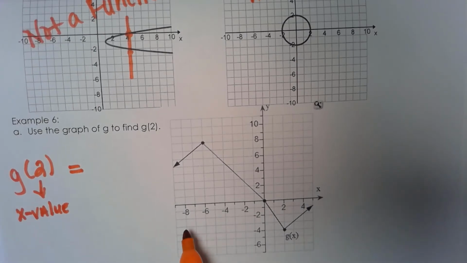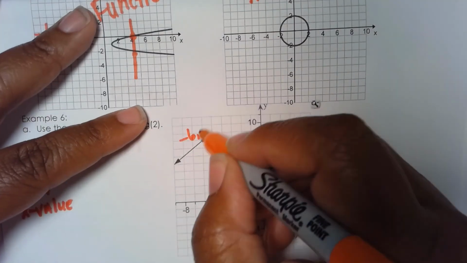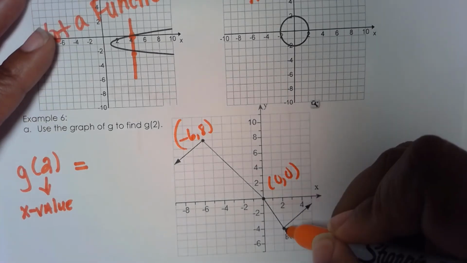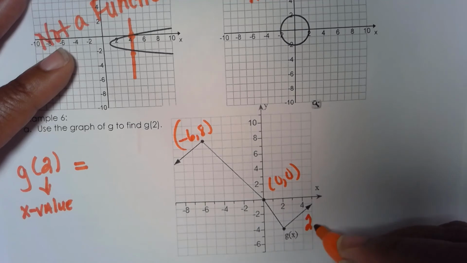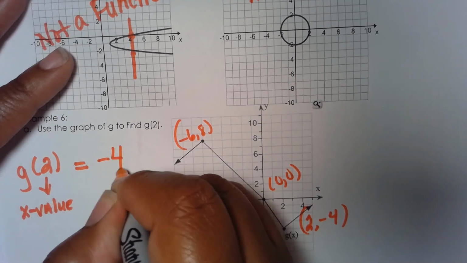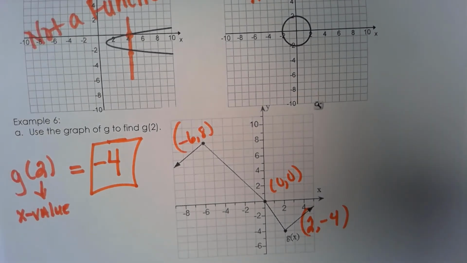So let's go to the graph. Let's look at our points. This point here is negative 6, 8. That's not what we want. Here's another point at the origin, 0, 0. Then we have a third point that's identified at 2 comma negative 4. So we have an x value of 2. That's our independent variable. Therefore, our dependent variable would be negative 4. So what you would have to do is look on the graph, find where you have an ordered pair and the x value here is 2, and then identify from the ordered pair the y value.